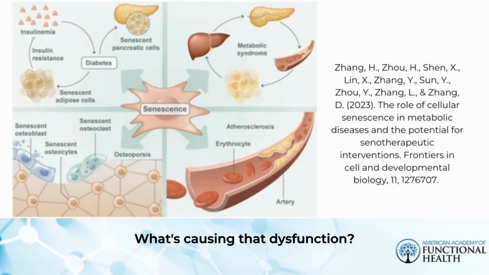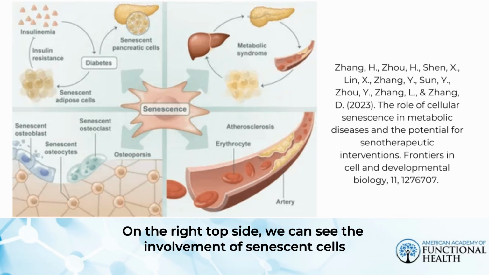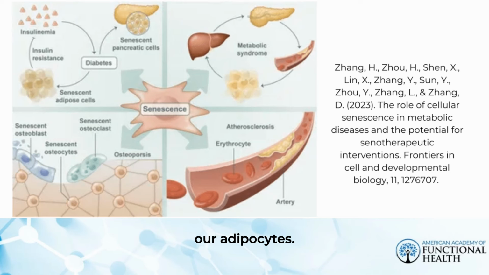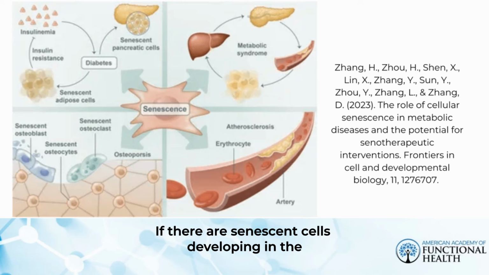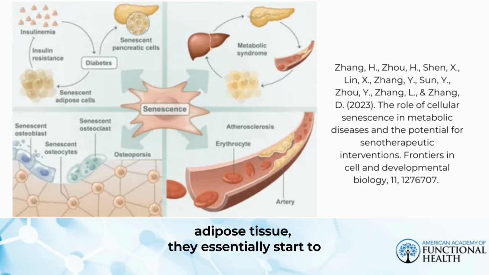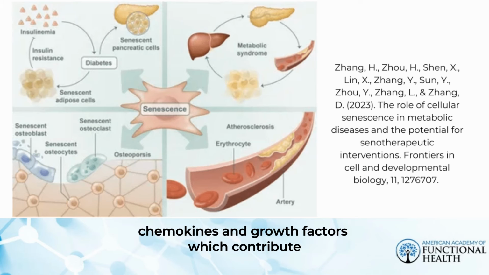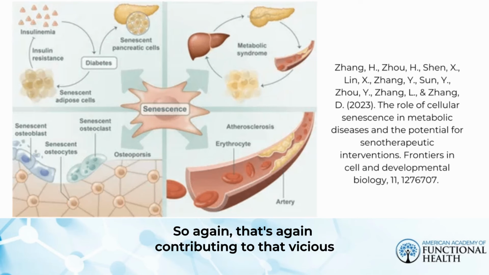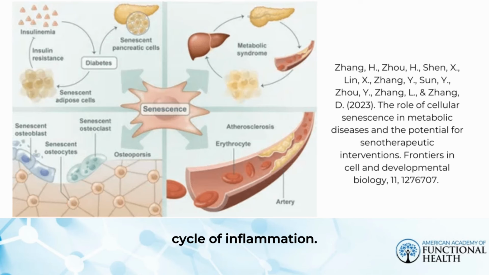What's causing that dysfunction? On the right top side, we can see the involvement of senescent cells that are in the adipose tissue, which is our adipocytes, right, or fat tissue. If there are senescent cells developing in the adipose tissue, they essentially start to secrete more inflammatory cytokines, chemokines, and growth factors, which contribute to systemic inflammation. So again, that's contributing to that vicious cycle of inflammation.